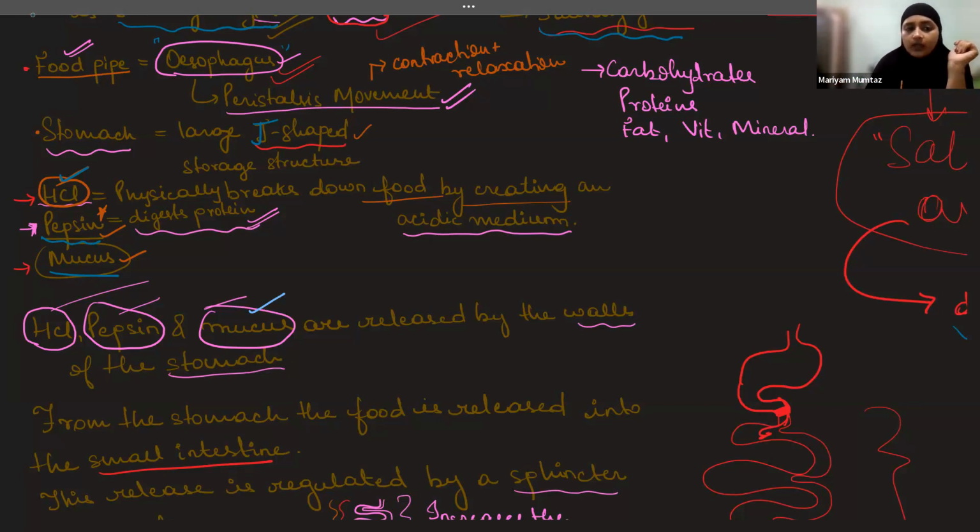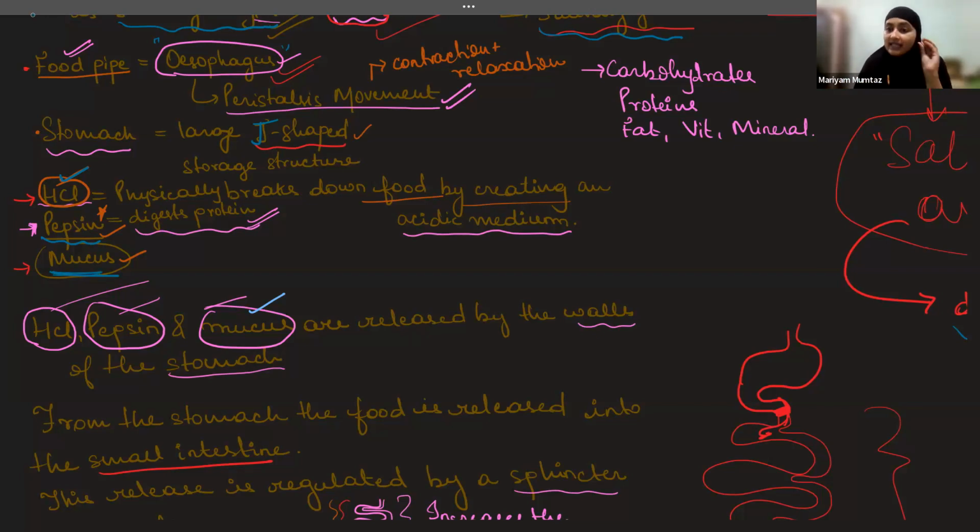Now, isn't it really astonishing to think that if we go into the lab and touch hydrochloric acid with our bare hand, our skin will be burned? Our skin will burn when we touch hydrochloric acid. And it is present in our stomach. How are we living? Isn't it so impossible, right? How can we live if we have such a strong acid in our body? There is a reason. This mucus.